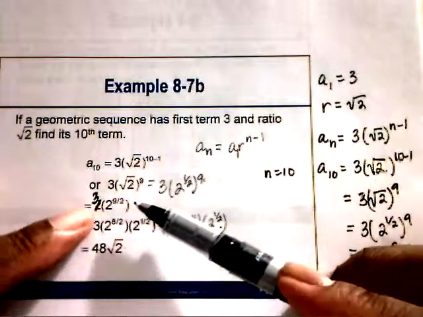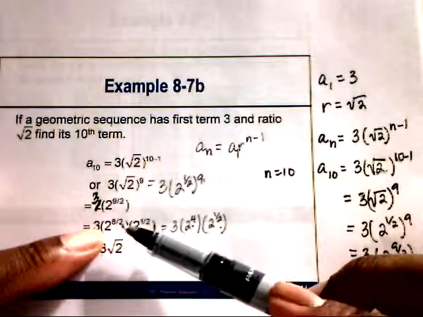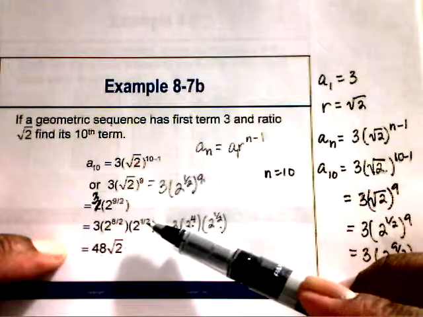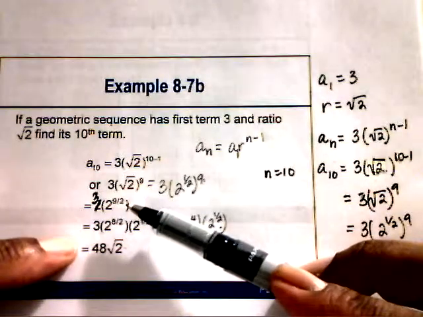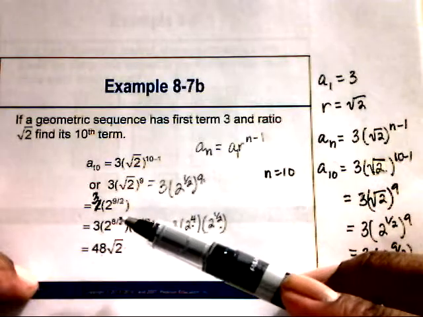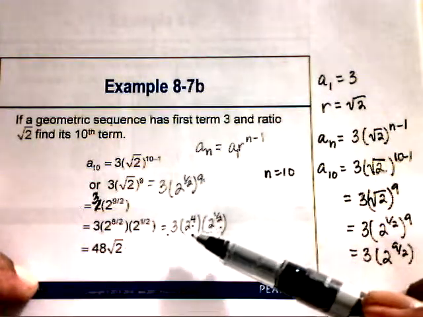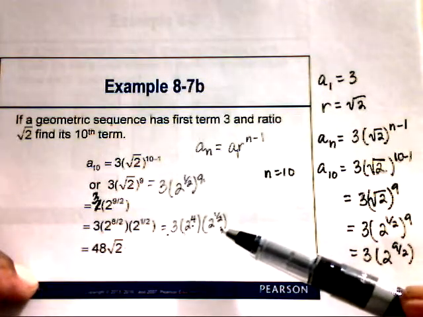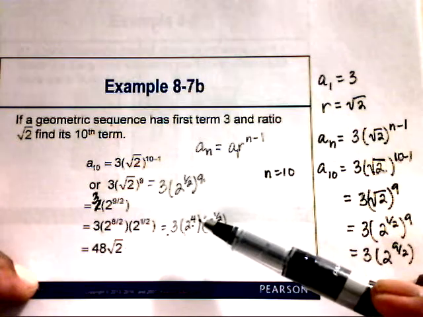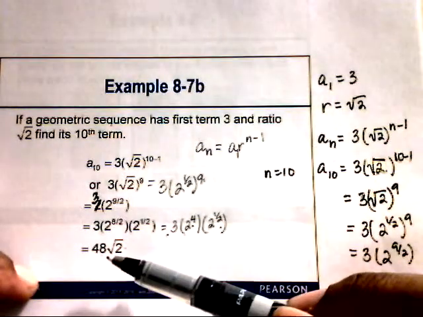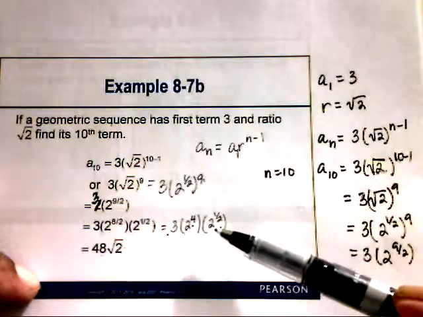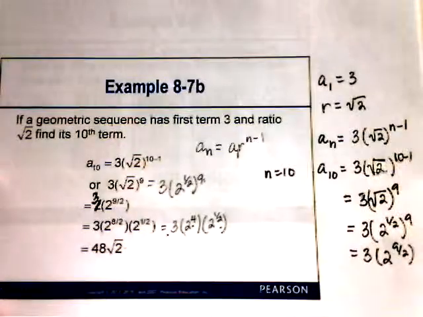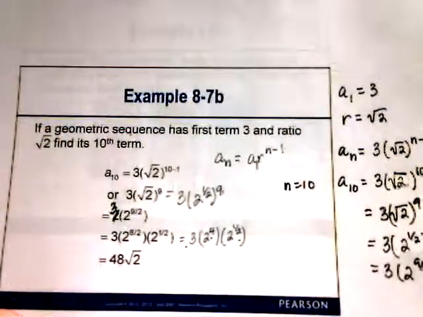And then from here, I can break up 2 to the 9/2 as 2 to the 8/2 times 2 to the 1/2, because I know 8/2 and 1/2 added together will give me 9/2. Now, 2 to the 8/2, I can divide 8 by 2 to get 4, so it'll be 2 to the 4th. So I have 3 times 2 to the 4th times 2 to the 1/2. Well, 2 to the 4th is 16. 16 times 3 will give me 48. And then that 2 to the 1/2, I can rewrite as the square root of 2. So the final answer there will be 48 square root of 2.